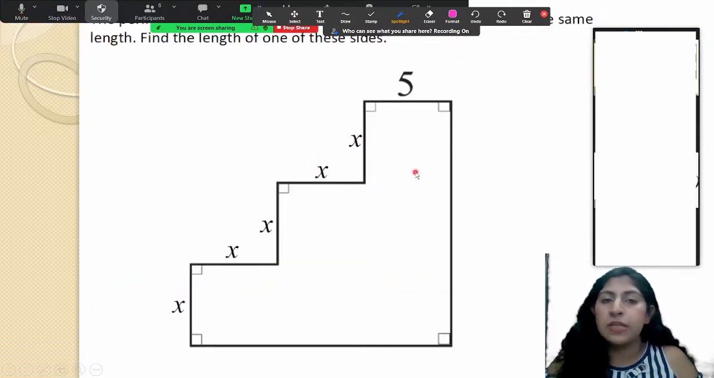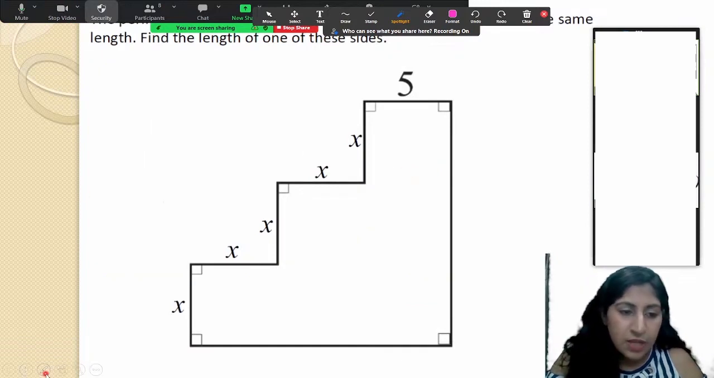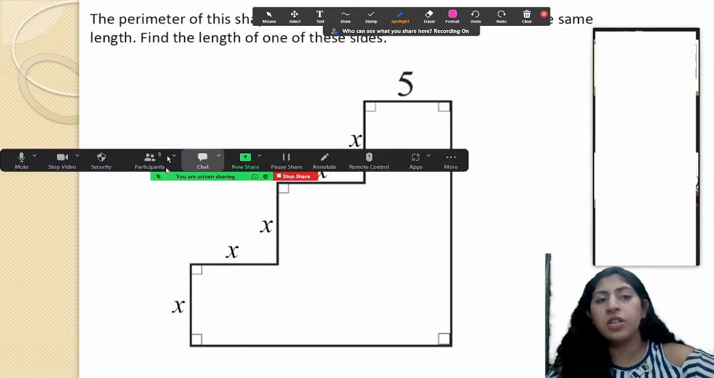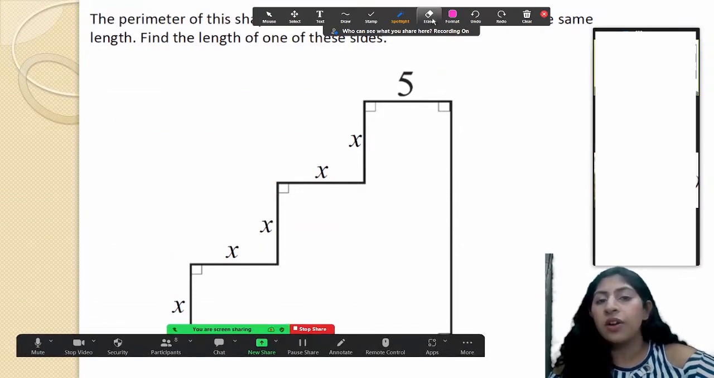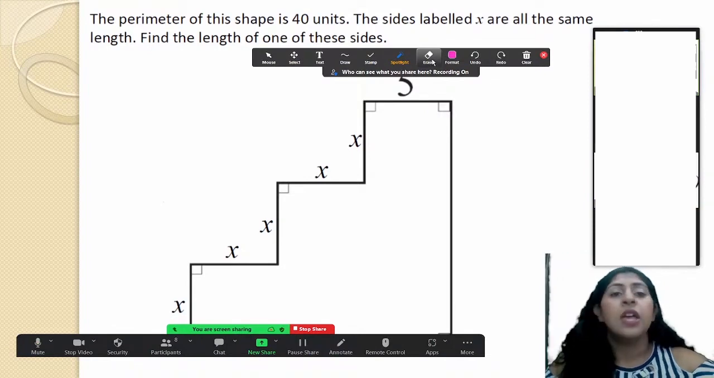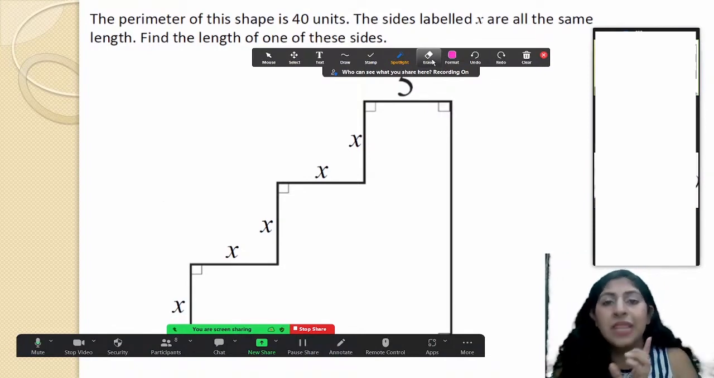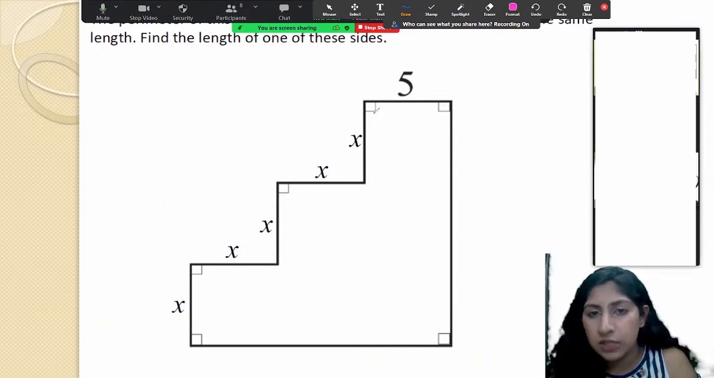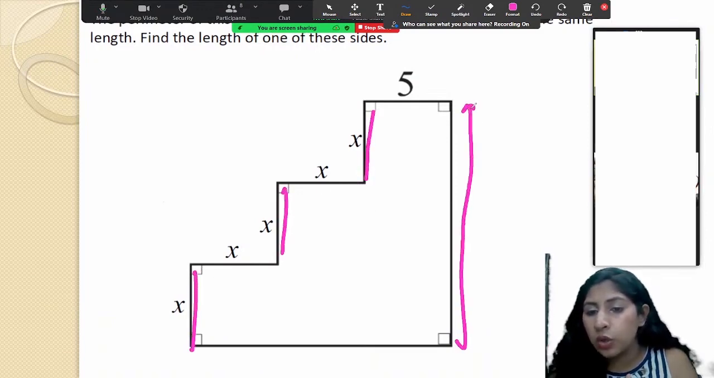This is the question we were discussing. We are given that the perimeter is 40, right? Use a simple concept: on the left side the lengths are x, x, and x, and the sides are labeled as x centimeters. If you consider the verticals together, 1, 2, 3, the total length would be 3x.